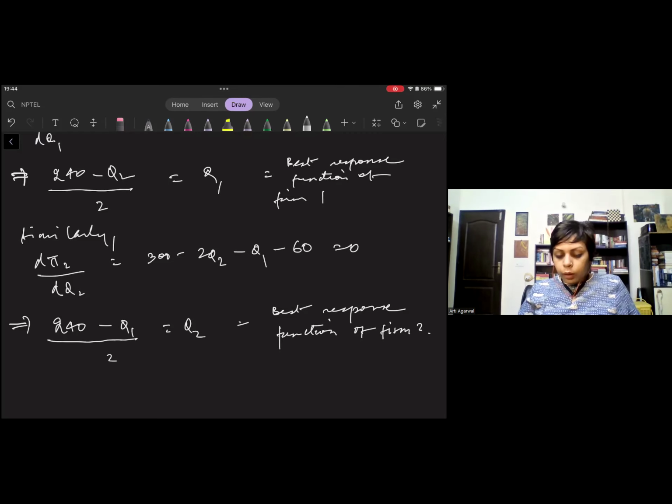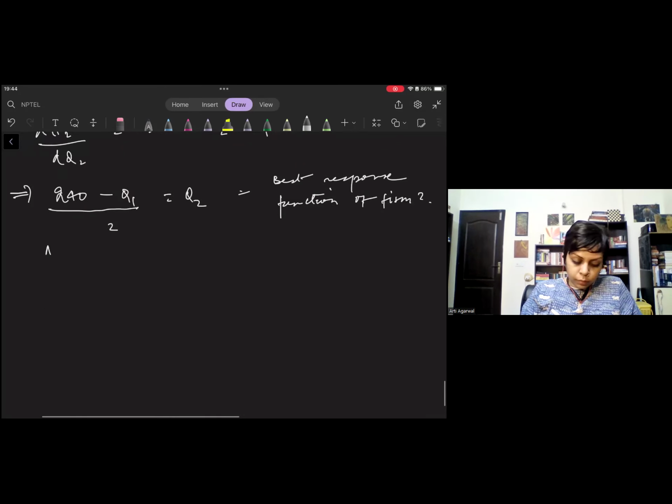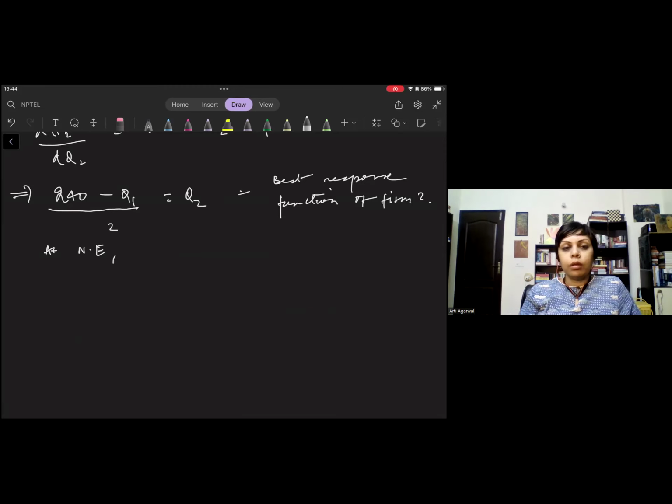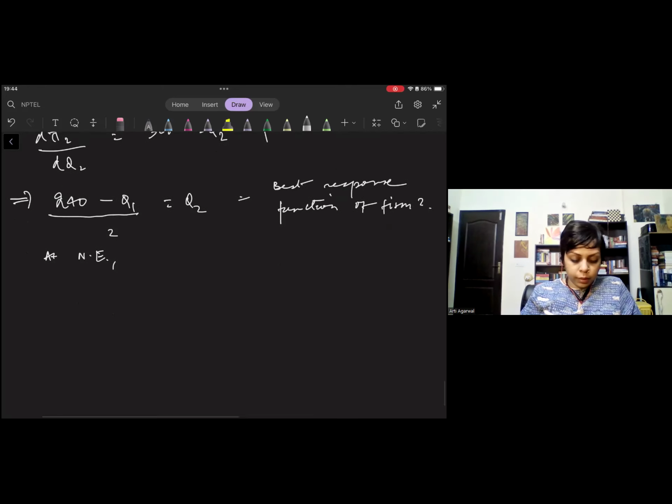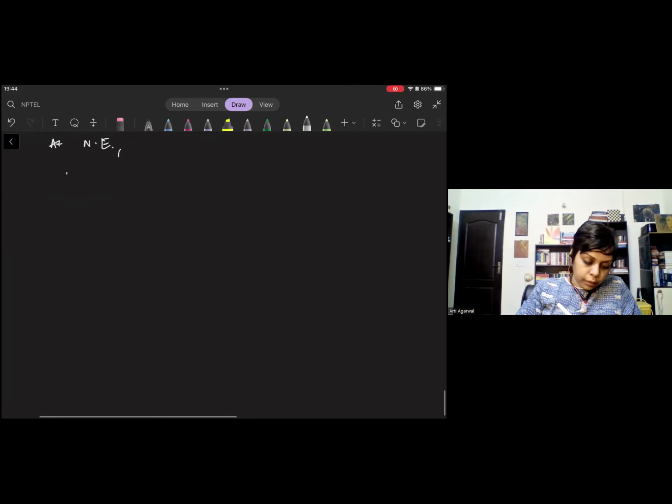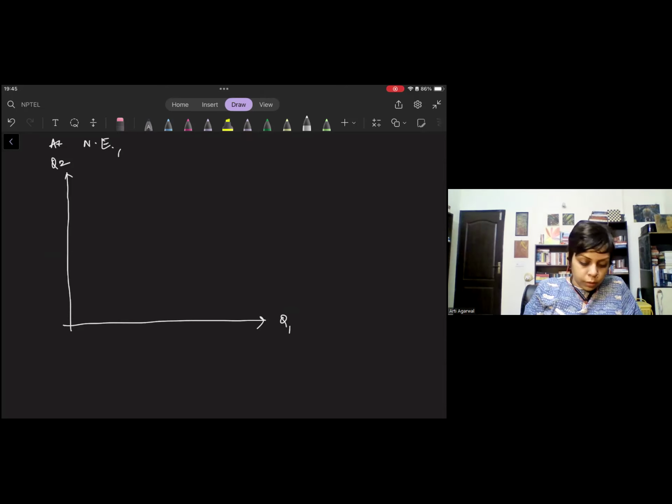So at the Nash equilibrium, the best response of firm 1 given any value of 2 is also the best response of 2 given any value of 1. Now, I don't want to write it too mathematically. What we can do is we can solve these two equations simultaneously and we arrive at the answer, or you can just let me draw it on a diagram. I think that will help understand it even. Say suppose Q1, let's mark some points here.